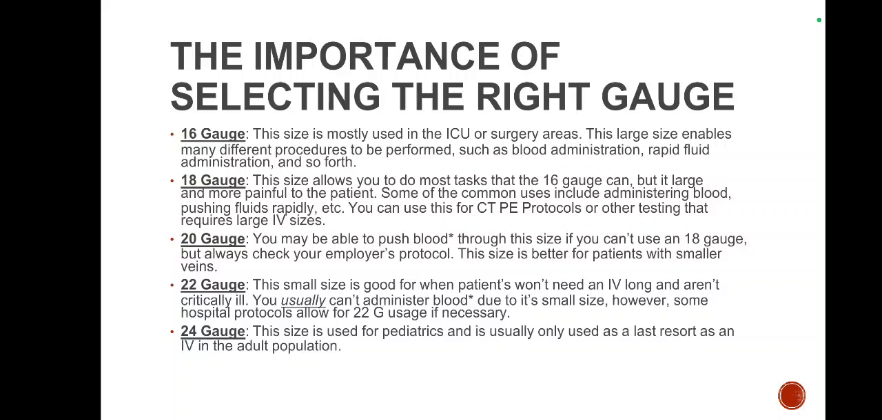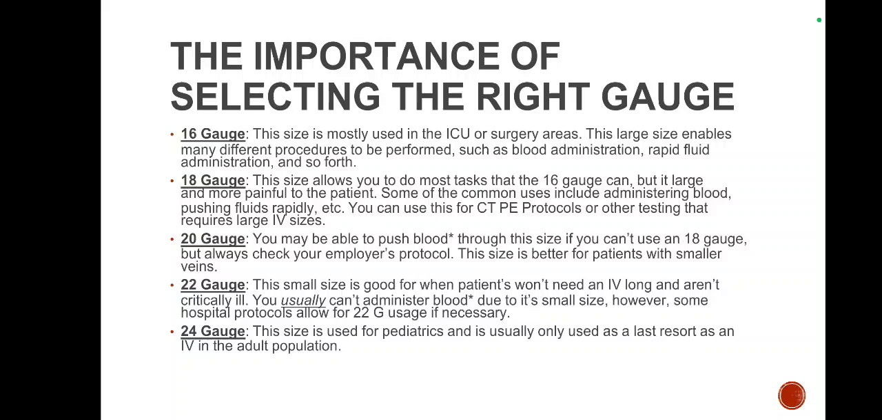The 22, this small size is good for when patients won't need the IV for too long and aren't critically ill. You usually can't administer blood due to its small size. However, some hospital protocols allow 22 gauge usage if necessary. And then for 24, this is usually used for pediatrics and only as a last resort as an IV in the adult population, especially if the patient is elderly or a senior citizen.